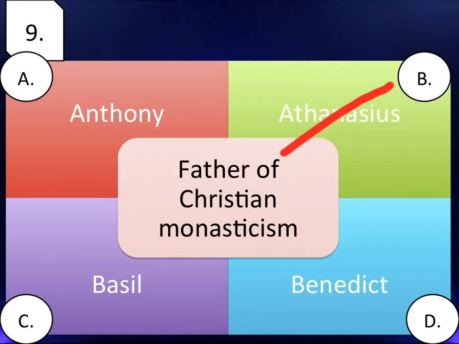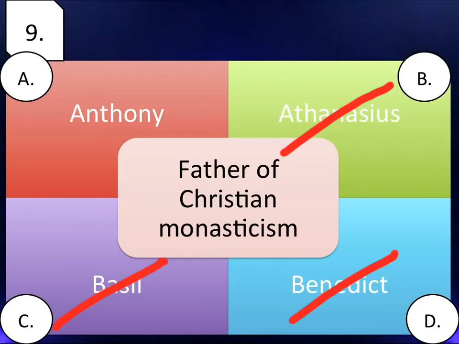Nor was it Benedict. Benedict is the father of Western Christian monasticism. Benedict sort of got it going in the West, and his style is the style that pretty much most orders in the West now use. Nor was it Basil, who got it going in the East, Basil the Great, the man who introduced the idea of vows to the community.